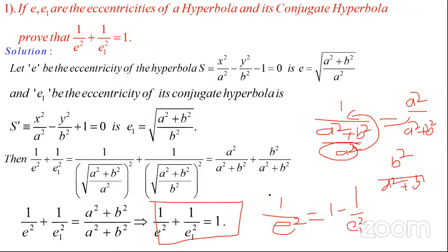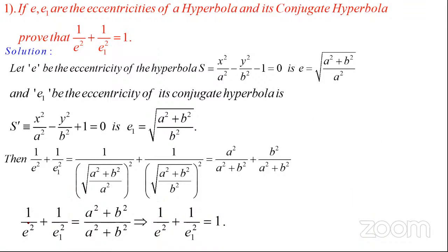So this type of question may be asked: if the eccentricity of a hyperbola or its conjugate hyperbola is given, find the other one. So this is the question. If e and e1 are the eccentricities of a hyperbola and its conjugate hyperbola, then we have to prove that 1 by e square plus 1 by e1 square equals 1.